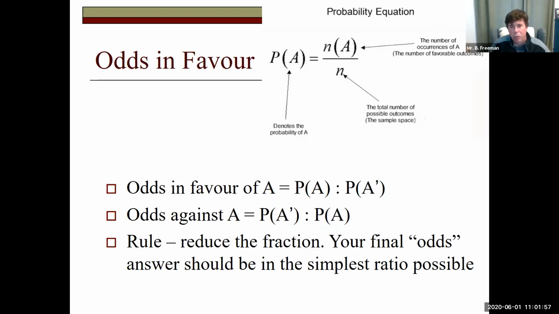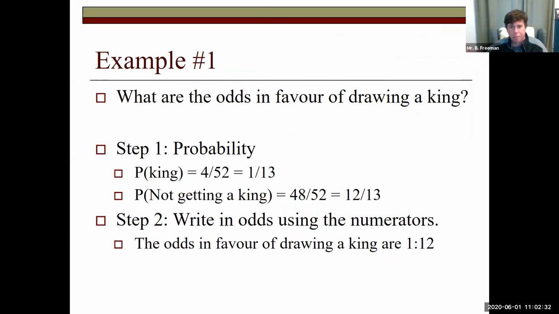So the general rule is that you reduce the probabilities, you reduce the fraction, and your final odds answer will be the simplest ratio possible. You will never have a fraction or a percent when you're showing odds. And again, think of where you've seen this in real life. If you've seen it on a contest, or in different situations where there's some betting happening, it's always written as odds of 3 to 1 or odds of 1 in 10. You never have it as a percent or as a fraction.